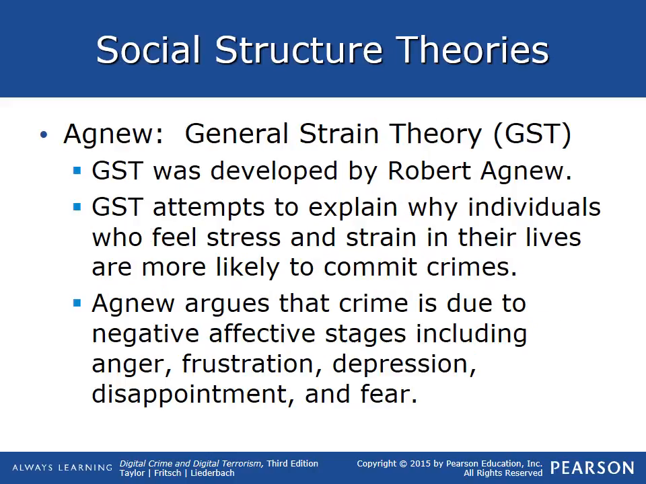Another one is general strain theory. Agnew's general strain theory was developed by Robert Agnew. He attempts to explain why individuals who feel stress and strain in their lives are more likely to commit crimes. And Agnew says that crime is due to a negative affective state, including anger, frustration, depression, disappointment, and fear.